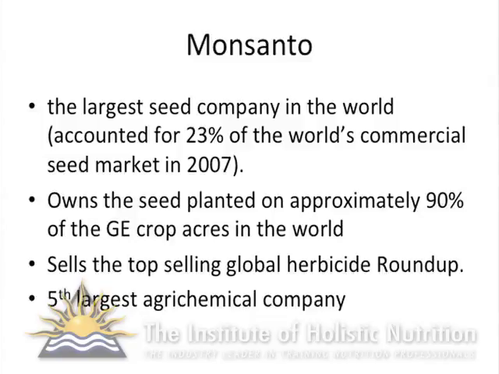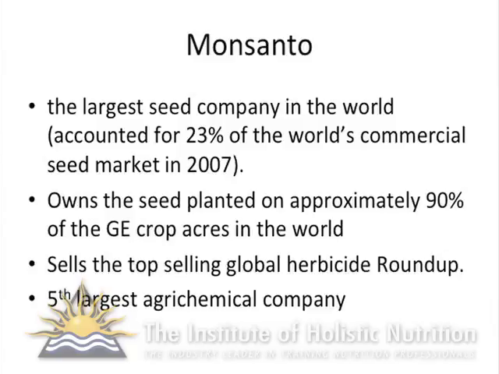So Monsanto's name comes up quite a bit with this topic because they're the largest seed company in the world. And over the last century, they have bought up all the smaller seed companies, right, under their umbrella, and now own 23% of the world's commercial seed market. This is a 2007 stat. They own seeds planted on approximately 90% of the crop acres grown worldwide. And they also sell the top-selling herbicide, which is Roundup. Okay, so they've got a nice little package there for you.